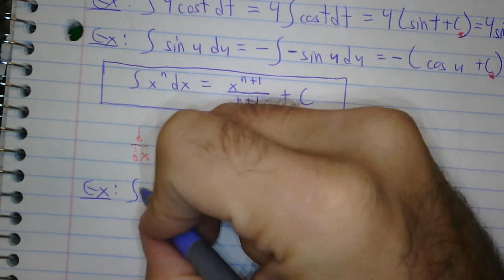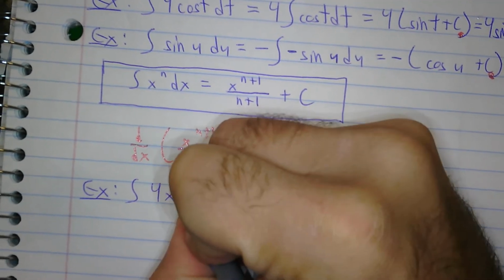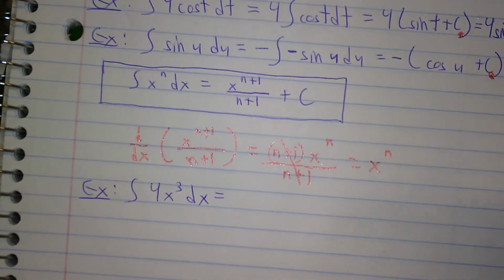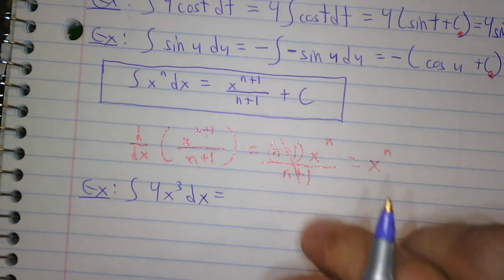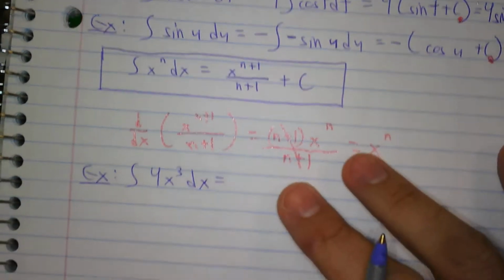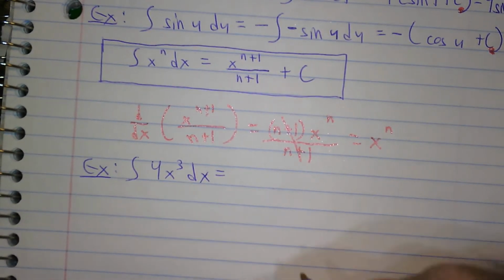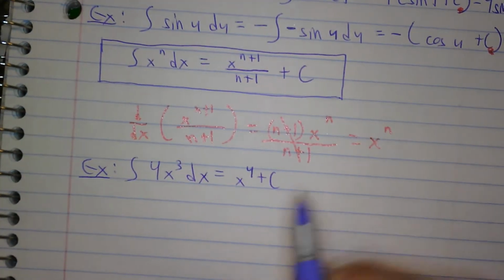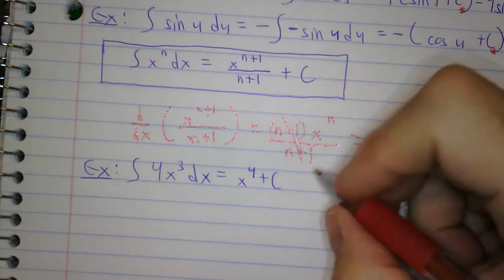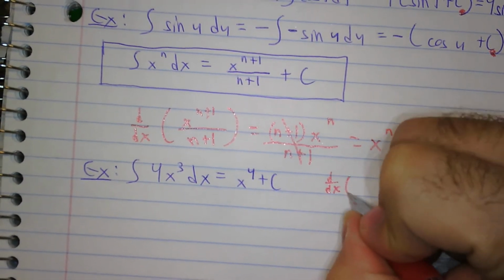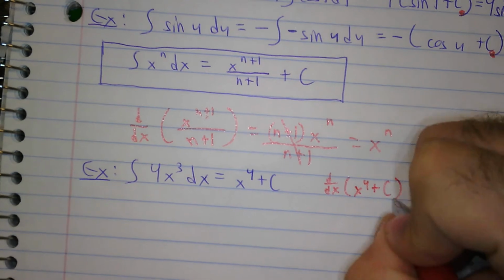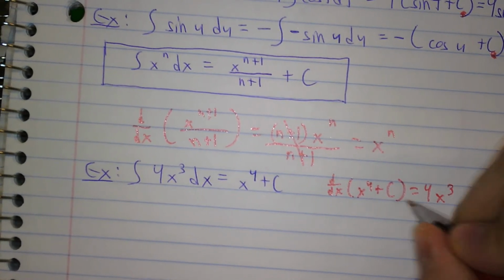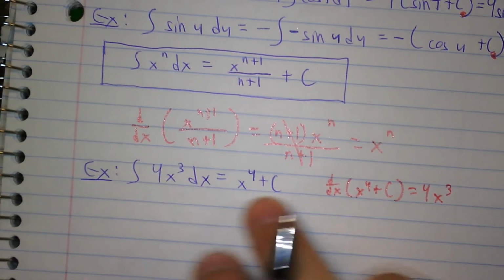Our example is going to be the integral of 4x cubed dx. If I want to do this, let's do it two ways. First, let me do it how I would do it, which is to say, this is just x to the 4th plus c. Because if I think it backwards, what is d/dx of x to the 4th plus c? Well, d/dx of x to the 4th is 4x to the 3rd, and then d/dx of c is 0. So that clearly is the answer.